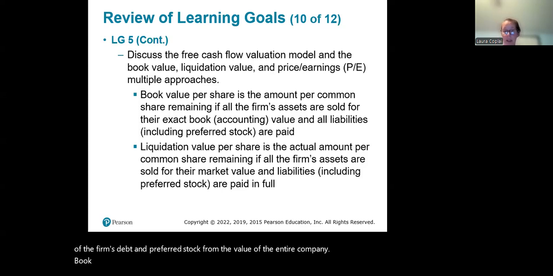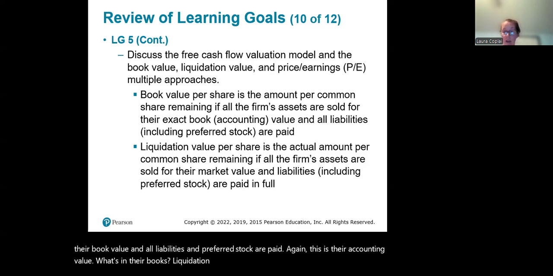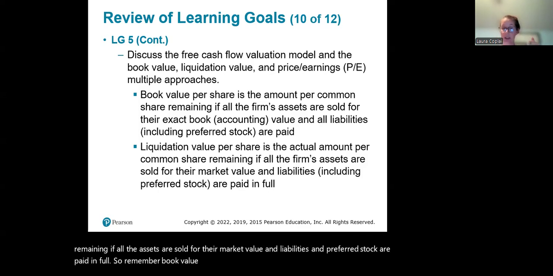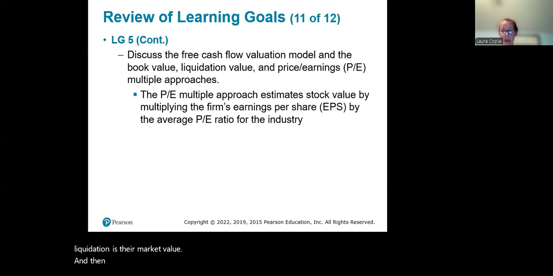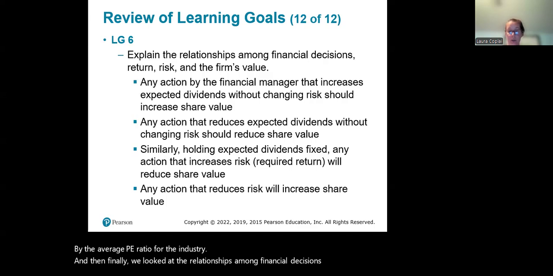Book value per share is the amount per common share remaining if all the assets are sold for their book value and all liabilities and preferred stock are paid. Again, this is their accounting value, what's in their books. Liquidation value is the actual amount per common share remaining if all the assets are sold for their market value and liabilities and preferred stock are paid in full. So remember, book value is their accounting value, what's on their books. Liquidation is their market value. And then the PE approach estimates stock value by multiplying the earnings per share by the average PE ratio for the industry.